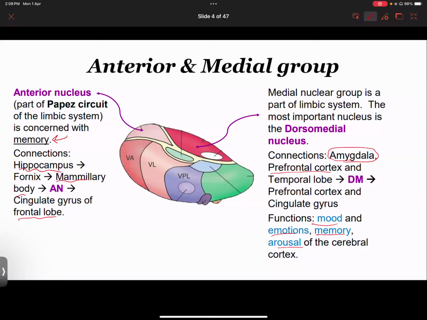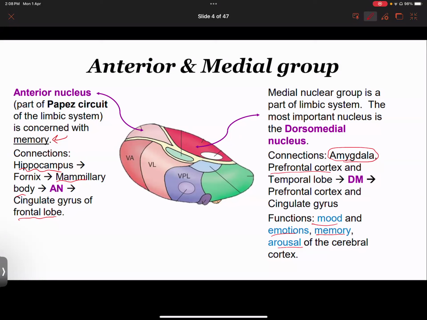Well, the limbic system is usually made up of the hippocampus. So the important connections are the hippocampus and mammillary bodies, and then it goes into the anterior nucleus, these are the things that relay into it. And after it integrates the information, it's going to send a reply to the frontal lobe, specifically the cingulate gyrus. Tamam? Dorsomedial nucleus, it has to do with mood, emotions, memory, and arousal.